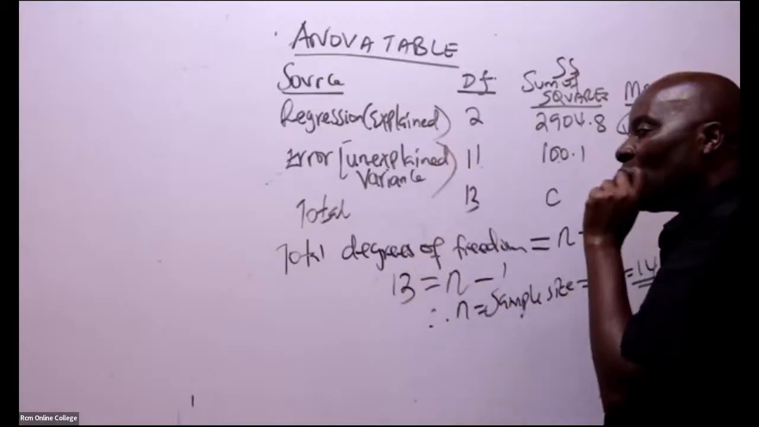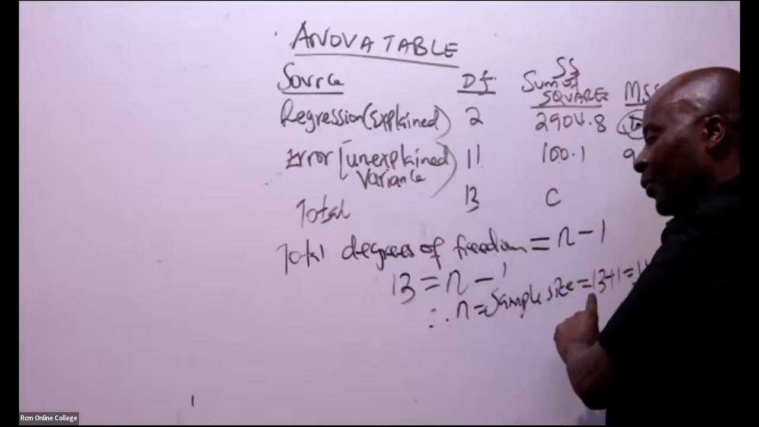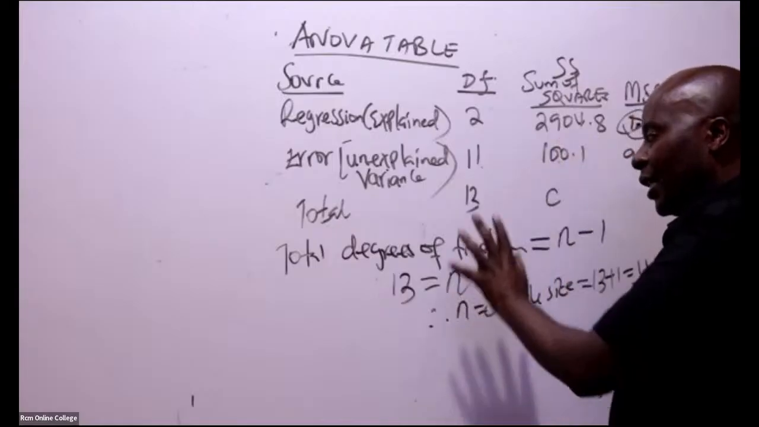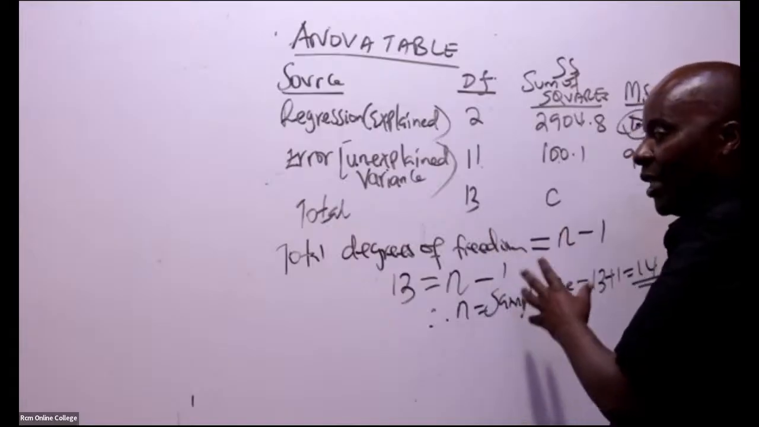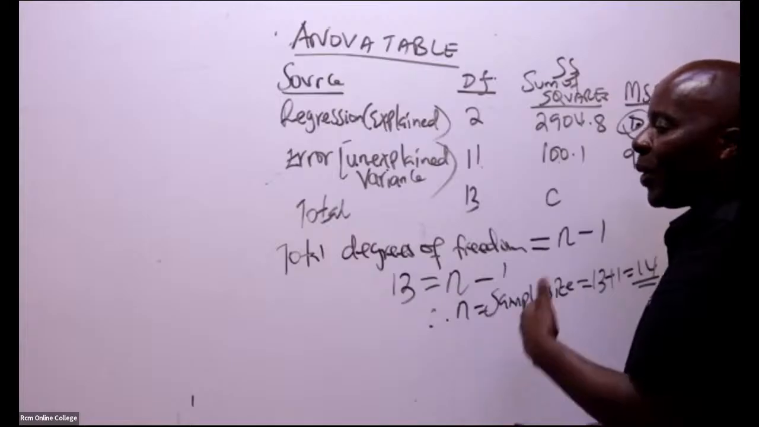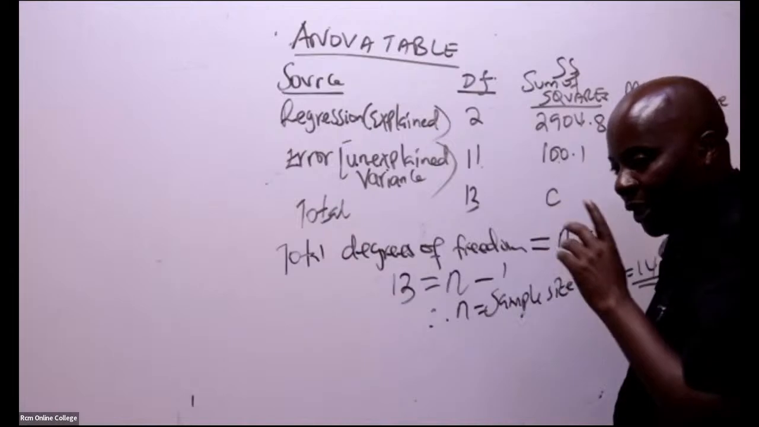You need to know that total degrees of freedom will always be equal to n minus 1. So we take 14 minus 1 to get 13. This is really critical for my foundation for this particular session: how to calculate total degrees of freedom. If I were you, I would highlight this. Total degrees of freedom.